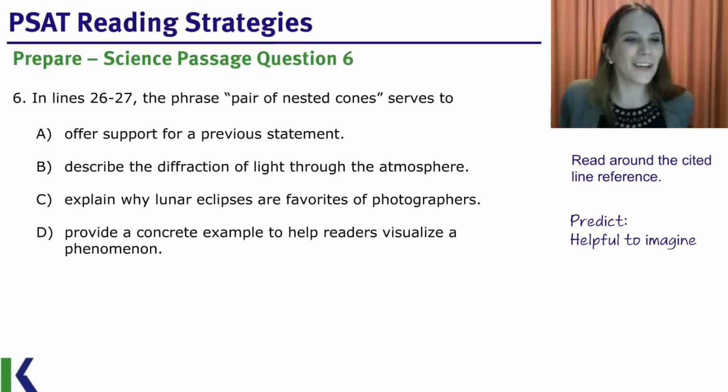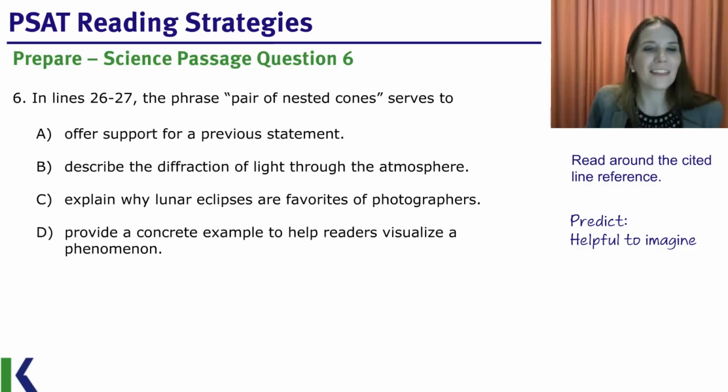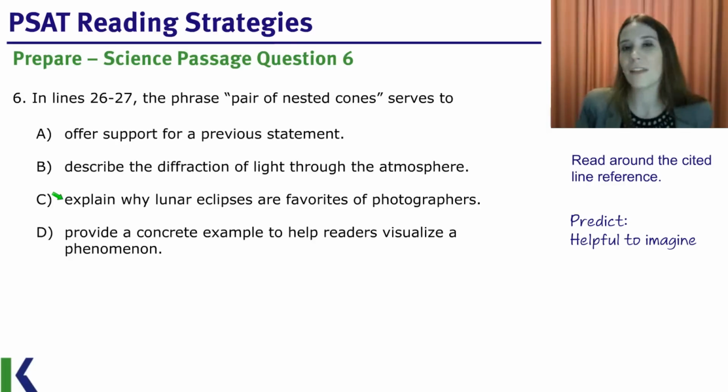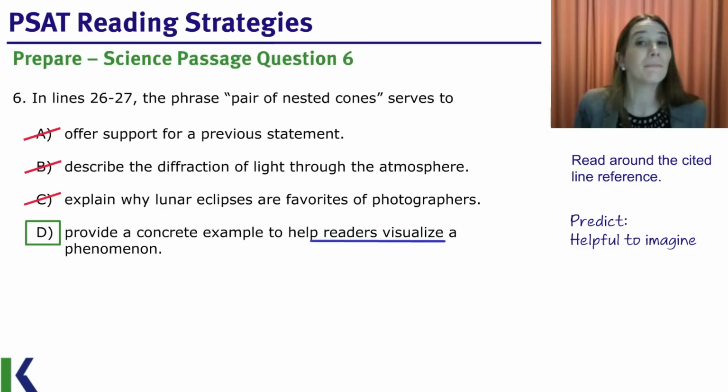All right, we're a little torn on this one. "Describe the diffraction of light through the atmosphere." Well, that doesn't match up with help us understand. "Explain why lunar eclipses are a favorite of photographers." Well, we learned that this is a fact. The author does tell us that lunar eclipses are a favorite of photographers, but this is in paragraph 1. The author says it's all these colors of light and diffraction and all that jazz. That's why people like it so much. This line was in paragraph 2. Paragraph 2 is talking about how these whole things work, how the lunar eclipse happens, and that matches up with answer choice D, a concrete example to help visualize. Notice how help visualize matches up very clearly with our prediction of to help us understand, to help us imagine the process of how it was happening that the author was discussing.